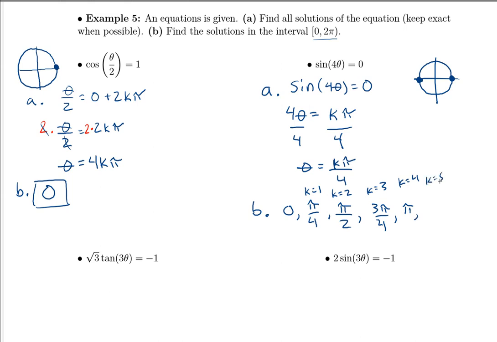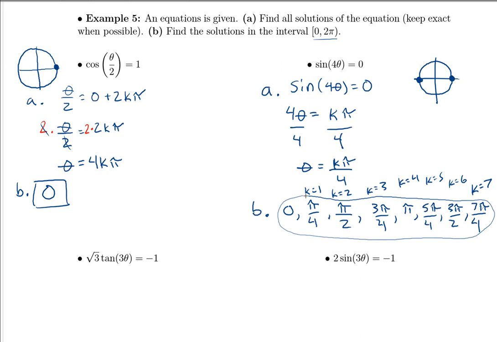So this one has a lot of values we've got to plug in to get all of our solutions between 0 and 2 pi. 6 pi over 4 simplifies to 3 pi over 2. And then lastly here, 7 pi over 4 happens when k equals 7. And of course, if I went to k equals 8, then that would give me 2 pi, and we're not including 2 pi. So we have all 8 of these solutions between 0 and 2 pi.